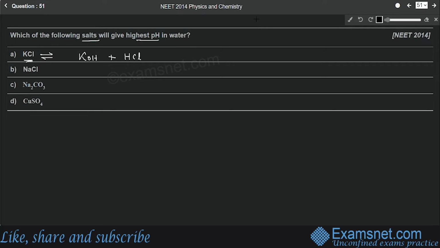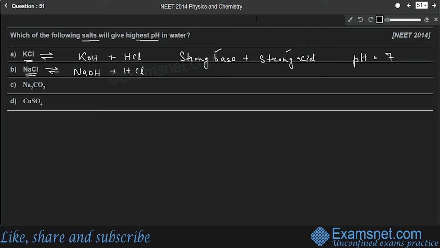Okay, that means it is made from a strong base and a strong acid. Now, whenever a salt is made from strong base and strong acid, then the pH of the salt is equal to 7. Okay. Then the next one is NaCl. So if we hydrolyze NaCl, what is the base we get? It is NaOH and the acid is HCl.